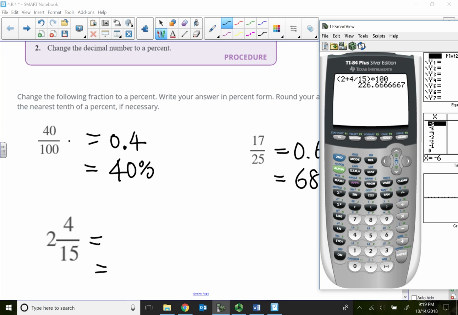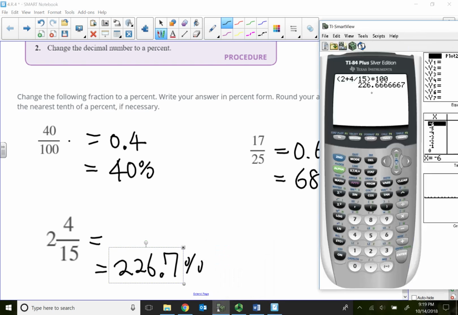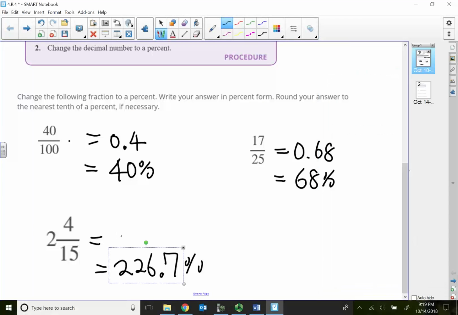It says round your answer to the nearest tenth if necessary. So this is going to be 226.7%. If I did not type in times 100, that would be 2.26 repeating 6 as a decimal. That's why when I move my decimal to the right 2 places and then round to the nearest tenth, this is going to be my answer.